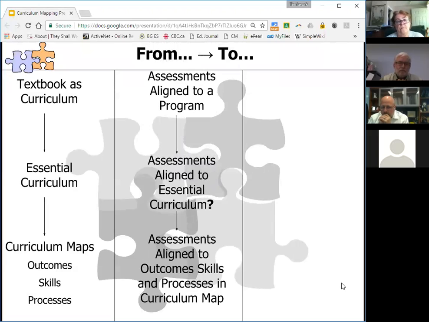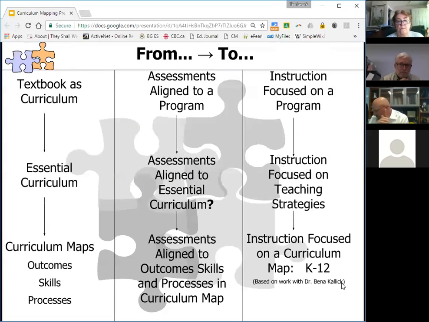Most textbooks, most resources come with a set of assessments along with them, and we take those assessments and we use them in a classroom. It's wonderful. Someone's given me this polished binder to teach from, and it's easy when you're strapped for time to use that to assess your students. It allows us to move from that to ultimately, how do we make sure that we're assessing all of the outcomes, skills, and processes that have come together in our curriculum map? So it's that really important shift that takes us from aligning to a program to the actual outcomes that's vital in the process.